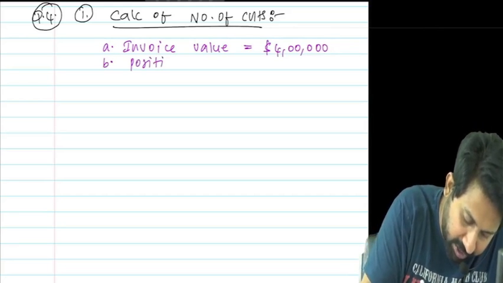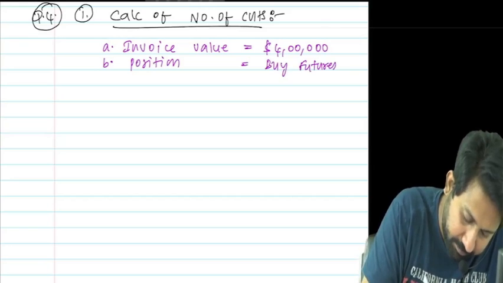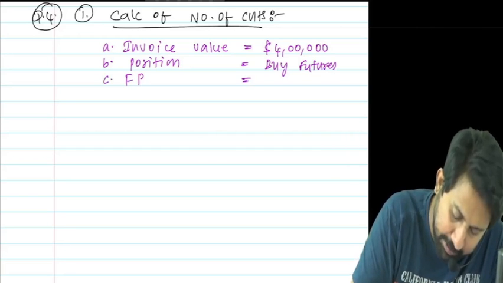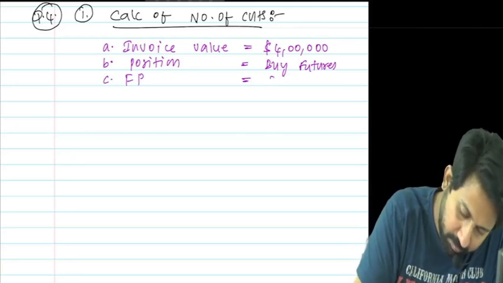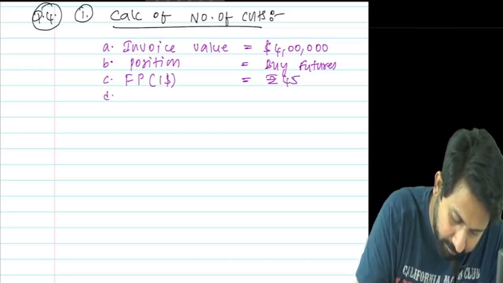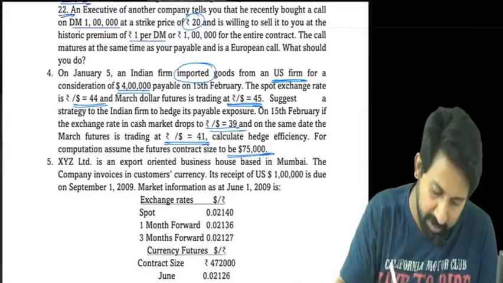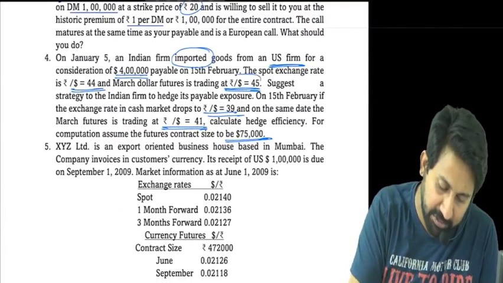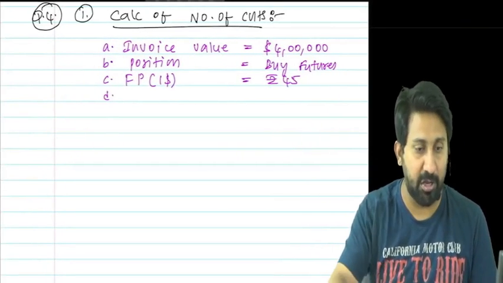What position are we having? Buy futures. Next, what is the futures price? Rupees 45. $1 equals rupees 45. Understood up to here? So $4 lakh is the total, and $1 equals rupees 45. March futures is trading at rupees 45. Hope you understood the logic clearly, right?